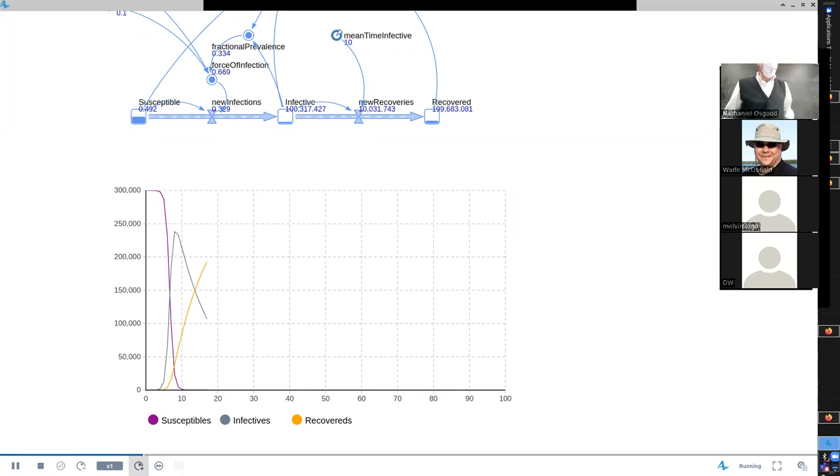This is what we see. So purple are susceptibles, the gray are infectives, and the yellow are the recovered. And we see a rise in infectives, but it's kind of exponential. It rises up, it reaches a peak, and then it comes down. Let's talk about this, ladies and gentlemen. I want you to have a rock solid intuition.